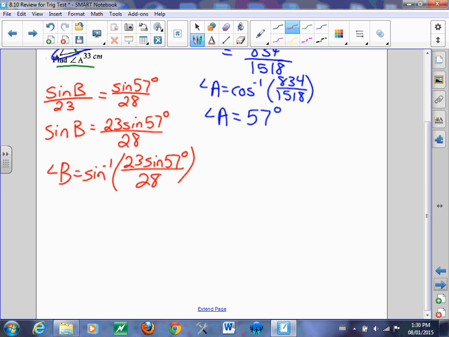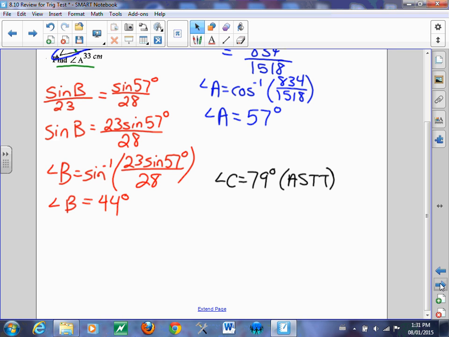Plug it in your calculator, ladies and gentlemen, and angle B equals 44 degrees. Now, ladies and gentlemen, you could do the same thing and find angle C, but I hope you use the shortcut of ASTT. If you know 2 angles in a triangle, you can find the third. So angle C equals 79 degrees because of ASTT. Or show your work if you don't want to remember that property. All right, 3 is done.